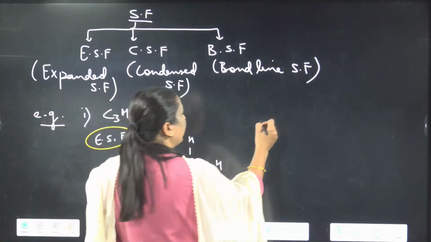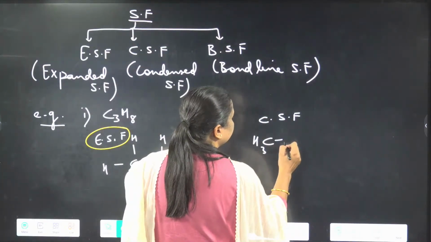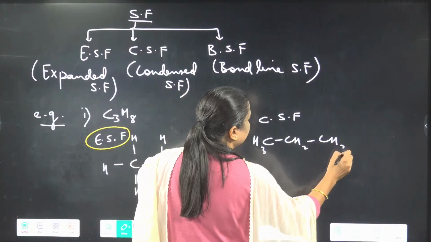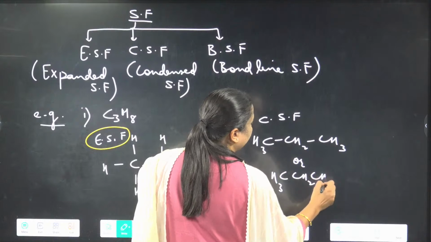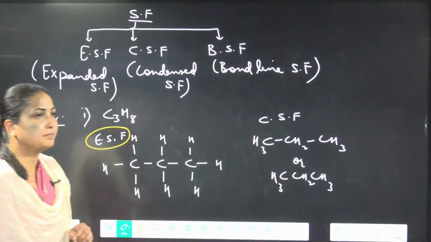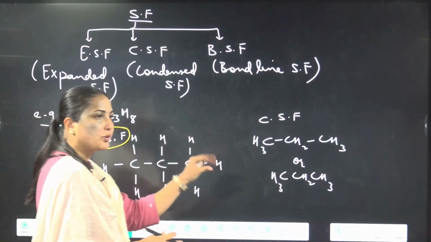Now if at all I want to write down the condensed structural formula, either I can write like this CH3, CH2, CH3, or else I can also write like CH3, CH2 without showing the connectivity also. This means the same. It has been condensed. I have condensed this. I have written CH3, CH2, CH3, right?